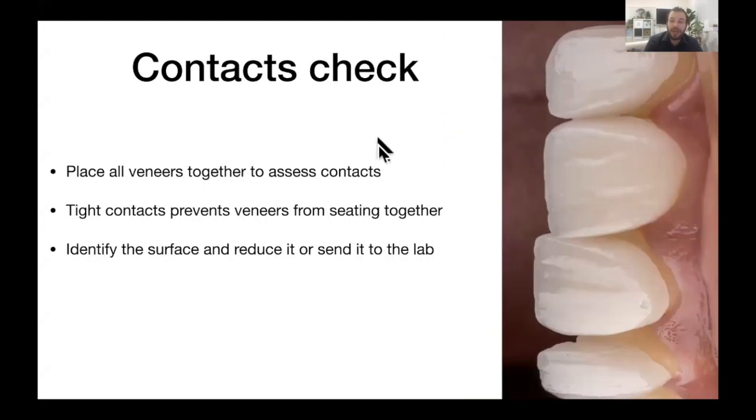Next, we will check the contacts. How do we check the contact? By placing all the veneers and checking the contact with visual inspection. If some veneers are pushing the neighboring ones, for example, I'm putting this central and it's pushing away the other central, that might mean you have a tight spot between them. You might want to identify the tight spot between the veneers by using any material like articulating paper, and reduce it. Of course, you can send it back to your lab as well.